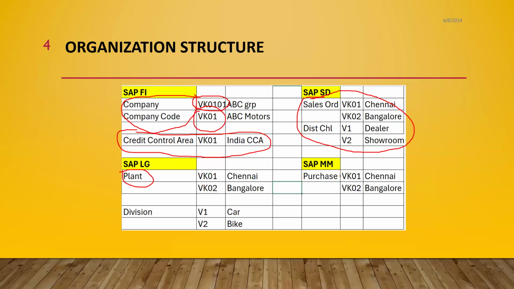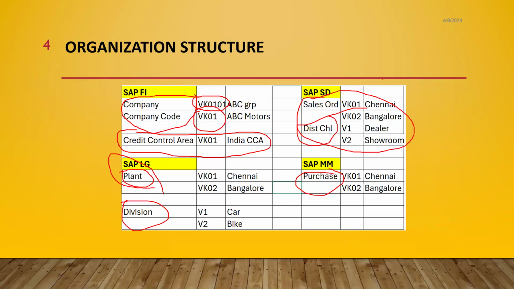This organizational structure for SD and MM is totally new. For SD, you have to create sales organization, distribution channel, and division. For MM, you have to create purchasing organization and plant. A plant can have more than one storage location.